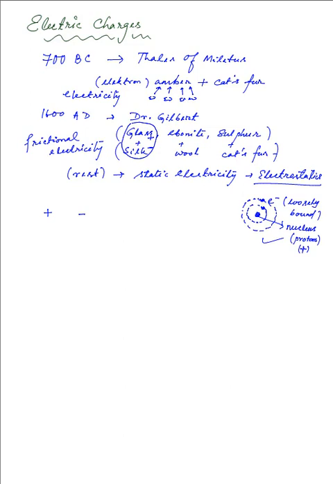Now, an atom is electrically neutral most of the time, until and unless some external force has knocked out the electron, just like in the case of frictional force knocking out the electron.